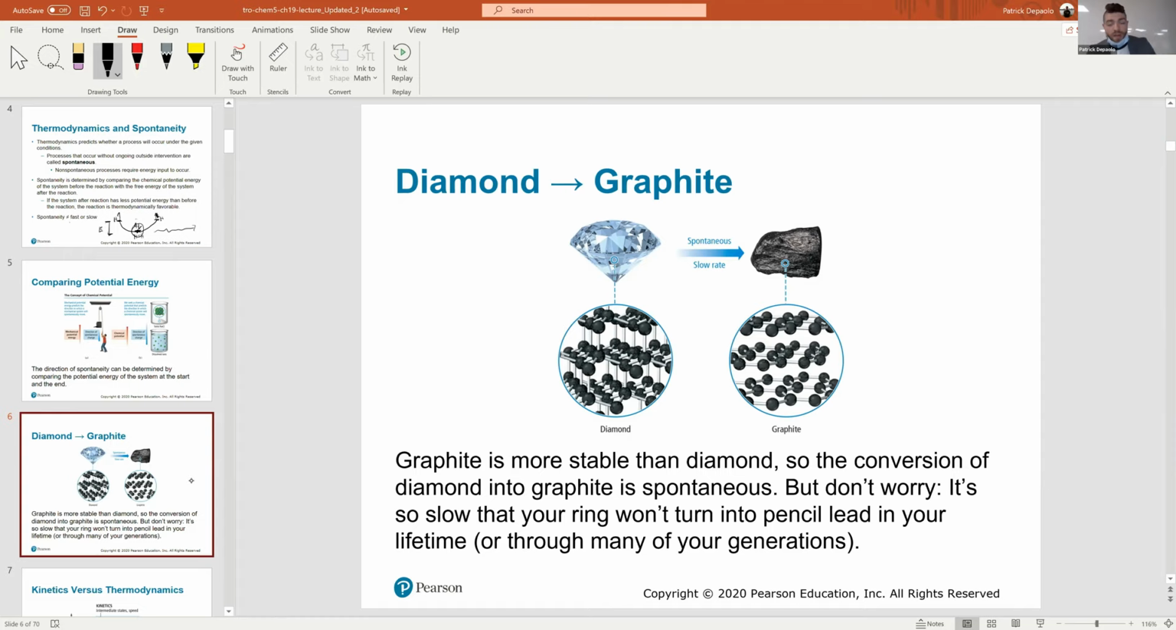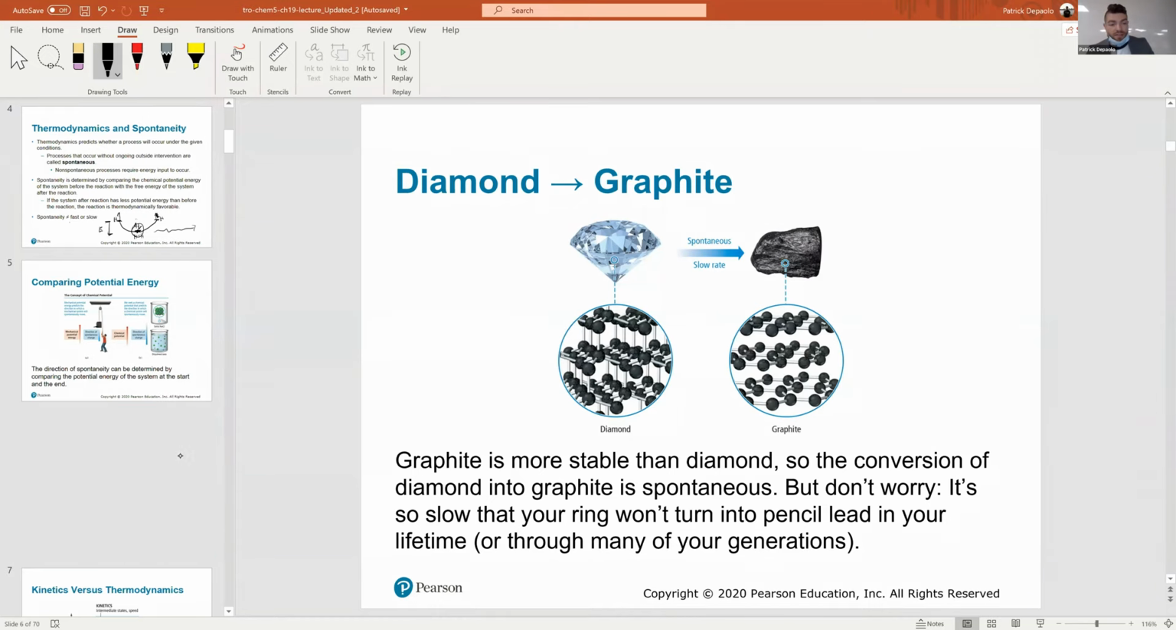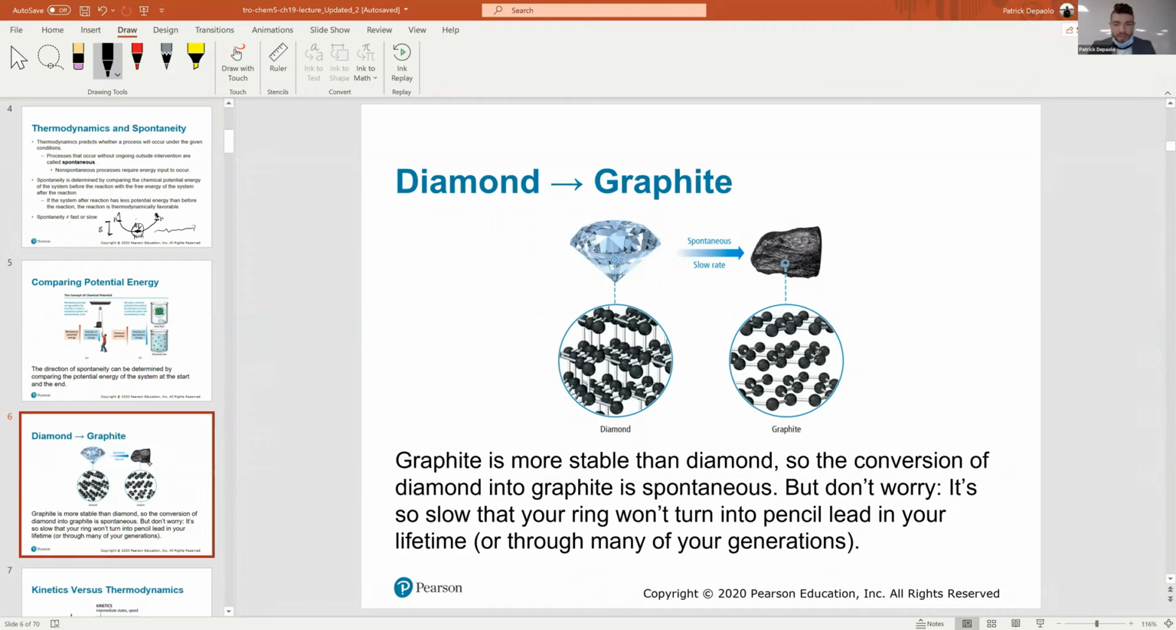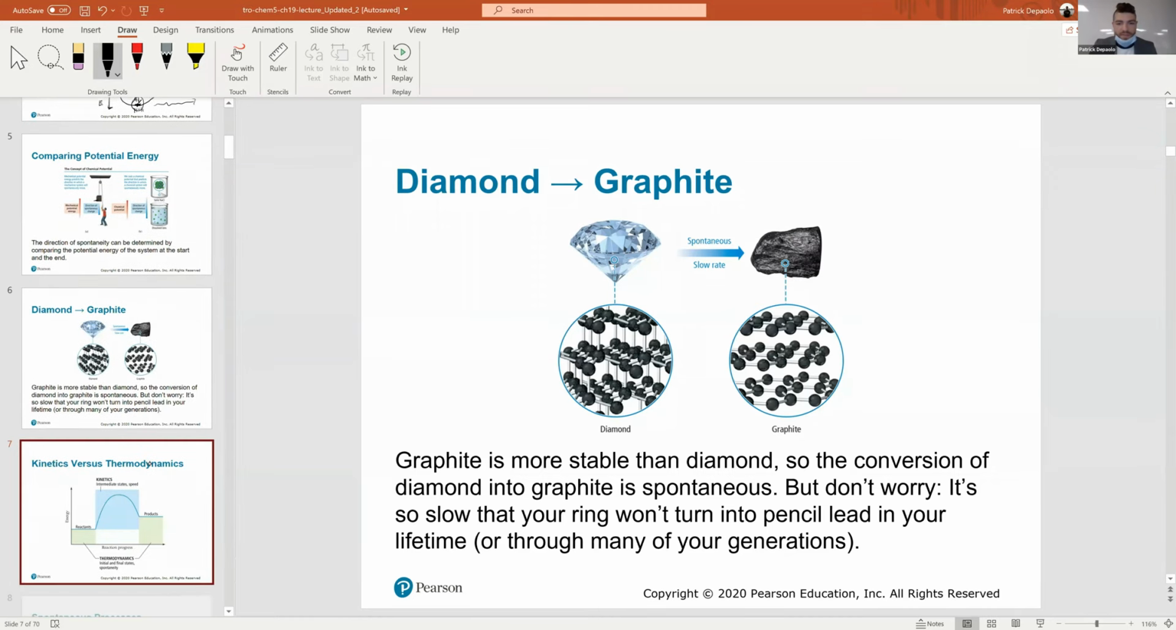So over time, very, very slowly, over millions of years, the diamond actually turns to graphite. So don't sell your diamond, though. I mean, it's still going to be good for your lifetime. And it's such an indiscernible amount, even over hundreds of years, that it doesn't matter.